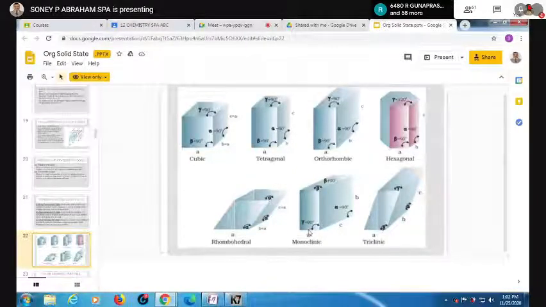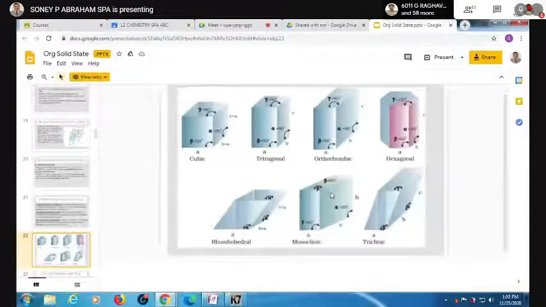Okay. Then when you are talking about monoclinic, all the lengths are not equal. A will be different from B, which will be different from C. Alpha and gamma are equal to 90, and beta is not equal to 90. Okay.